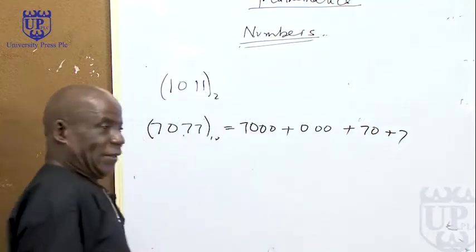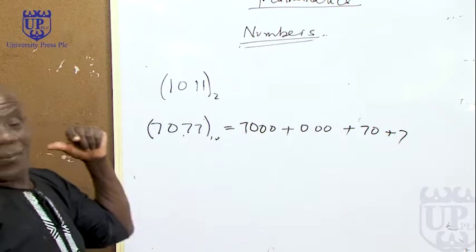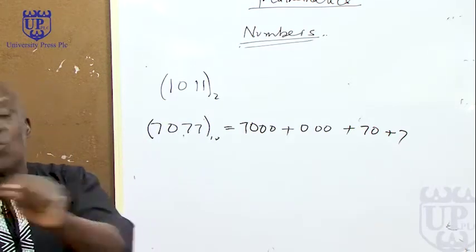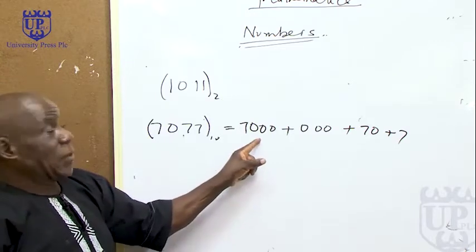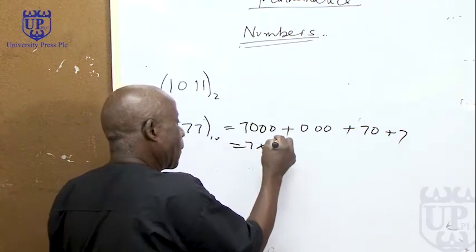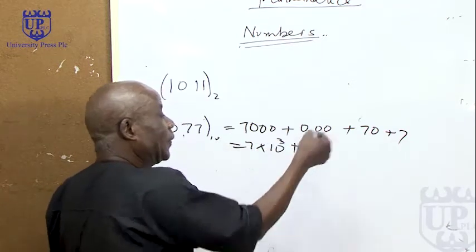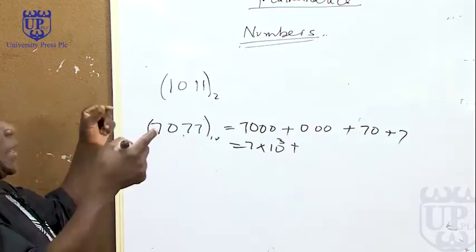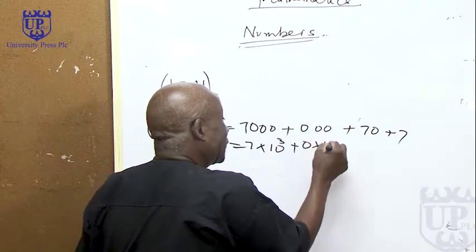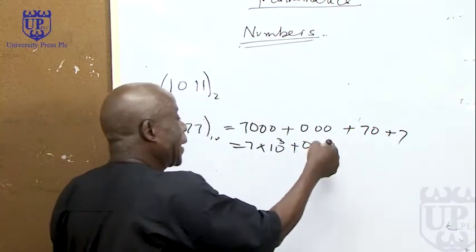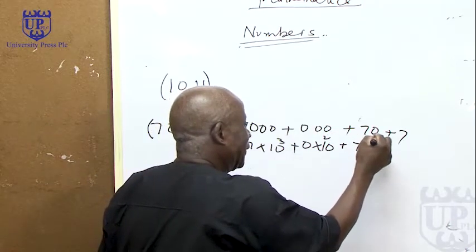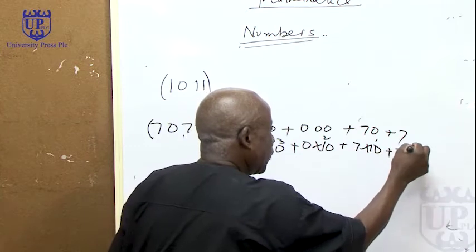What is the meaning of this? If you remember, Mom asked for GSS 1, page 3, 4, 5, 6. Go and check. They will tell you 7000 is 7 times 10 raised to power 3, plus 0 times 10 raised to power 2, plus 7 times 10 raised to power 1, plus 7 times 10 raised to power 0.